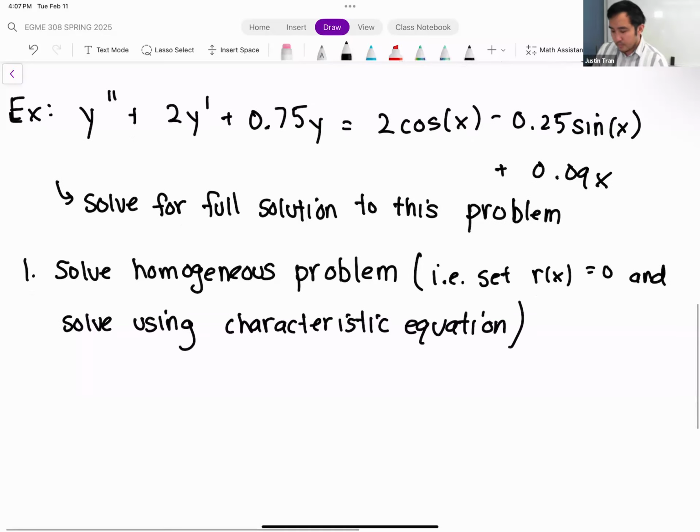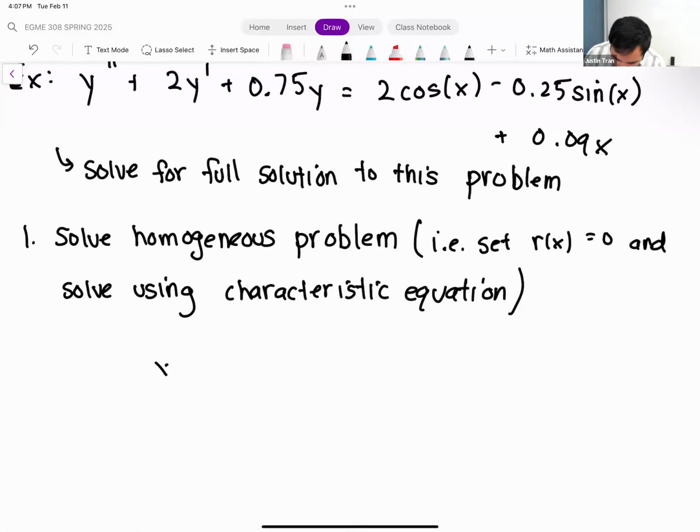Okay. All right, so basically for step one, we're going to neglect the fact that we have a particular solution for now. Solve for the homogeneous solution, because that's ultimately going to be part of our full solution at the end anyway. So you might as well solve it now.